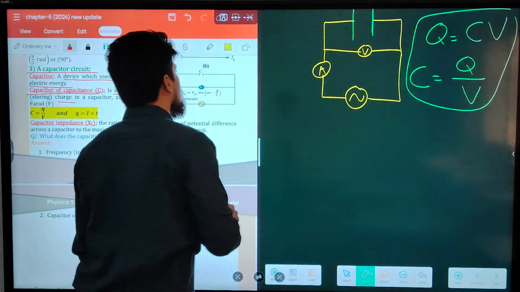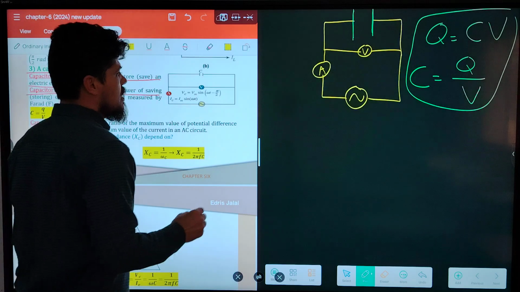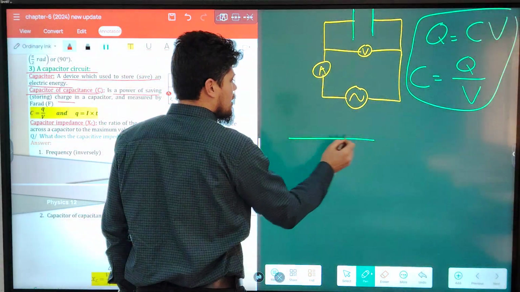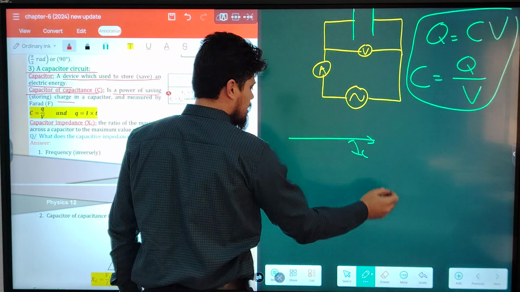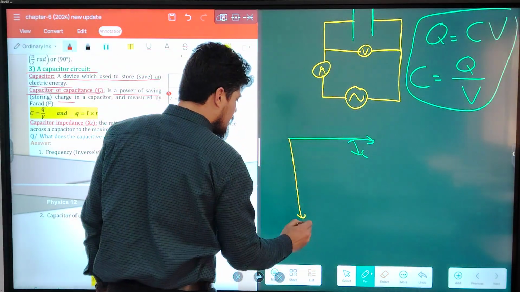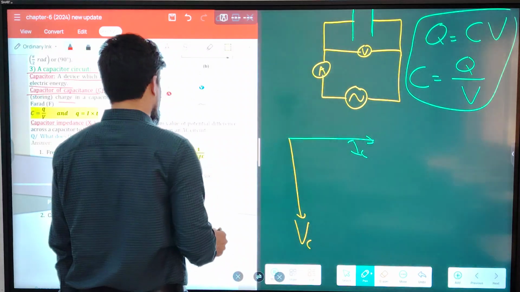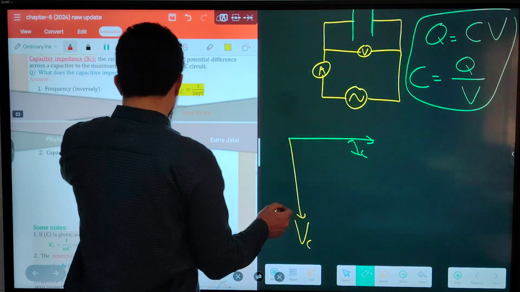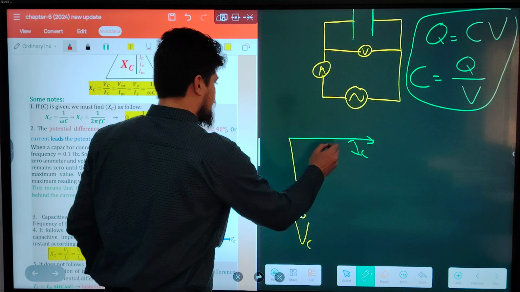In a capacitor connected to an AC source, potential difference lags behind current. This is current, IC. Potential difference lags behind, this is VC, okay? Potential difference lags behind the current, okay?